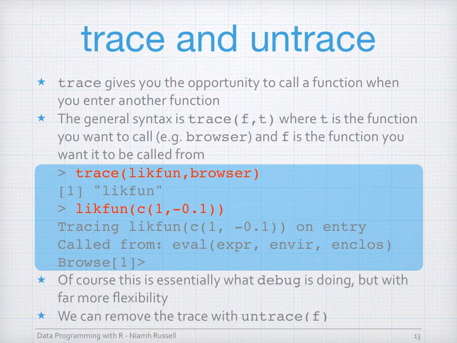The trace function takes two arguments, f and t, where t is the function you want to call, let's say browser, but it could be debug or ls or any other useful function. And f is the function that you want it to be called from. So here, for example, we have trace, like_fun, and then browser. So that will work the same way as we've seen previously. As we've said, this is exactly the same as calling debug of like_fun.